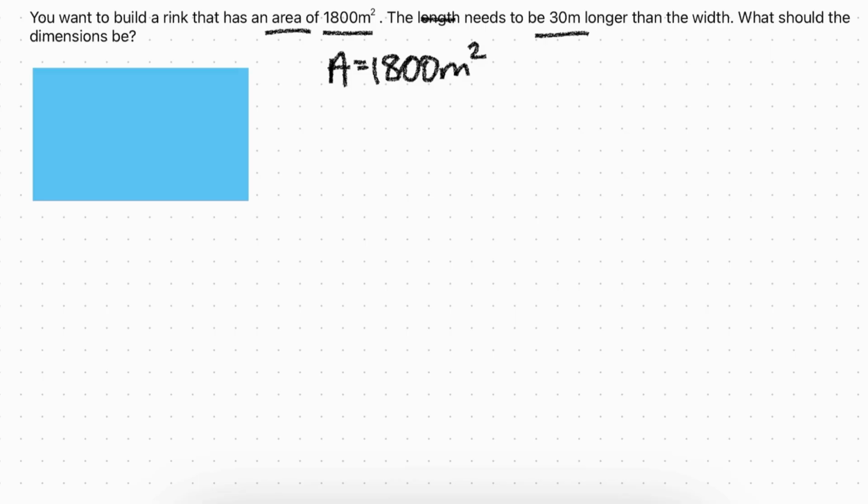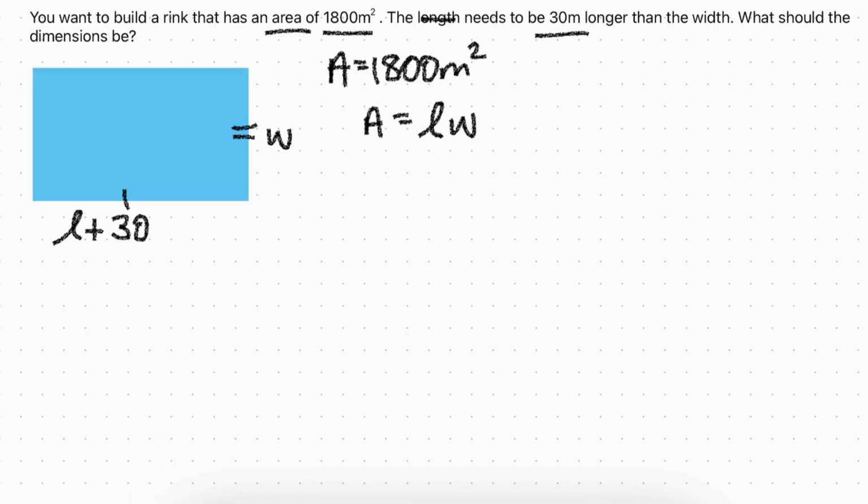And it's important for these types of questions to visualize it and sketch it to help you see what's going on. We know that the length needs to be 30 meters longer than the width. The length is the longer side. So we can say length plus 30, or L plus 30, and the width is just W.